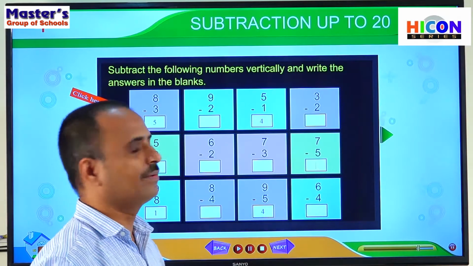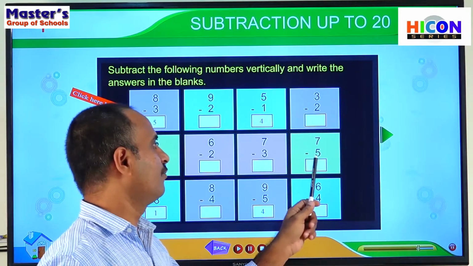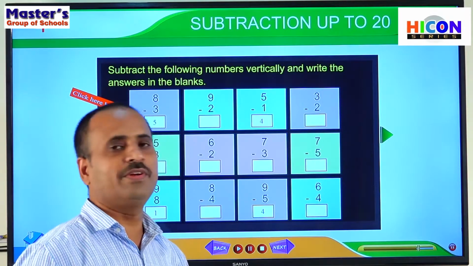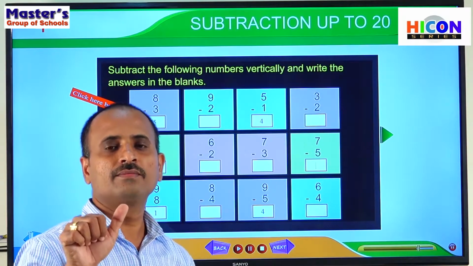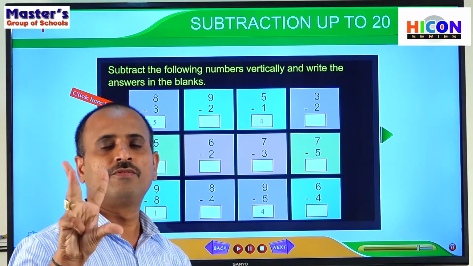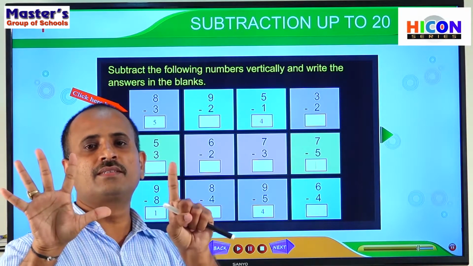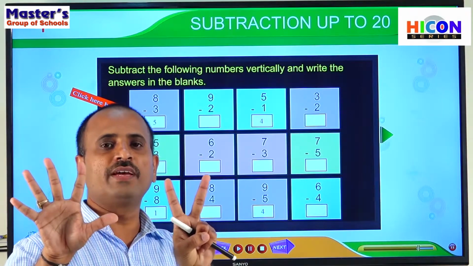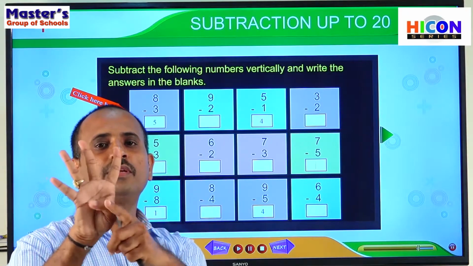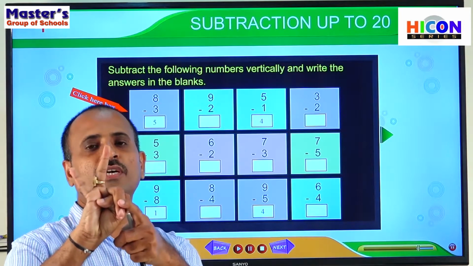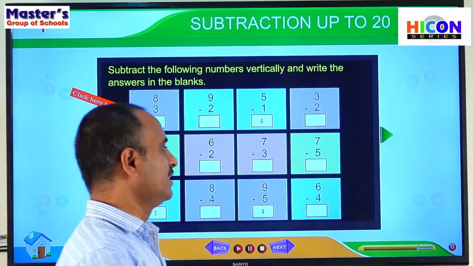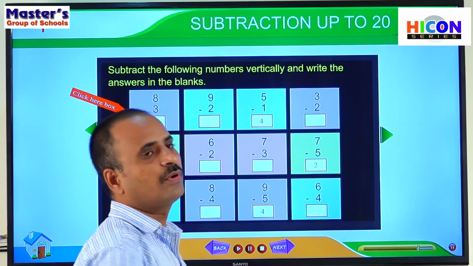7 minus 5. So subtract 5 from 7. So what is the first number? 7. So open 7 fingers of your hand. It is 1, 2, 3, 4, 5, 6, 7. Now what is the second number? 5. So close 5 fingers. 1, 2, 3, 4, 5. So children, how many fingers are left? So 2 fingers are left here. So the answer is 2. So write 2 in this box.